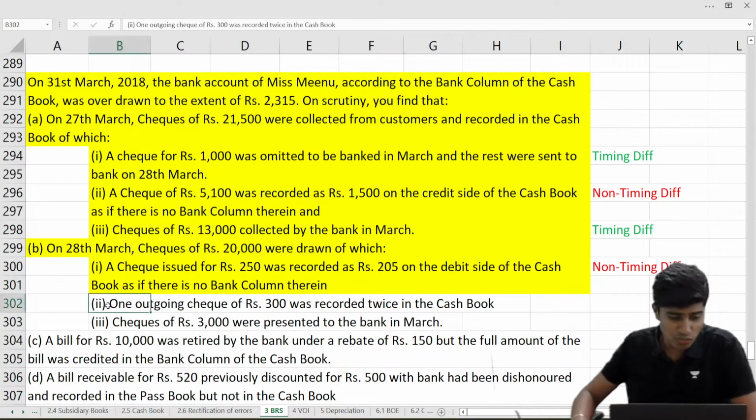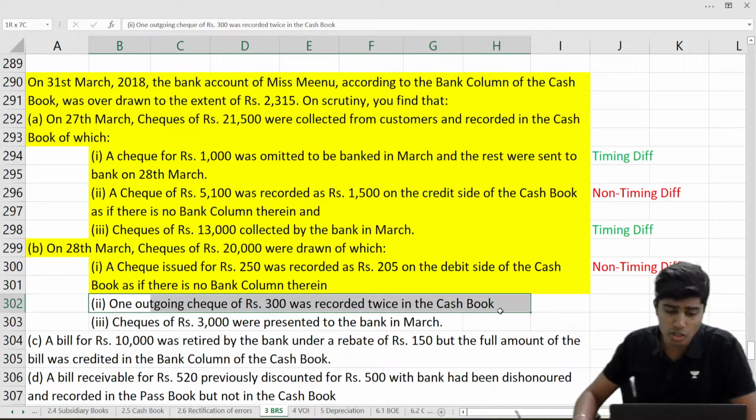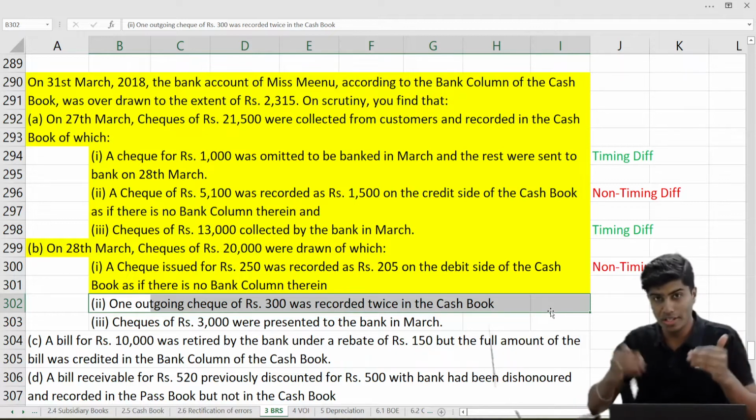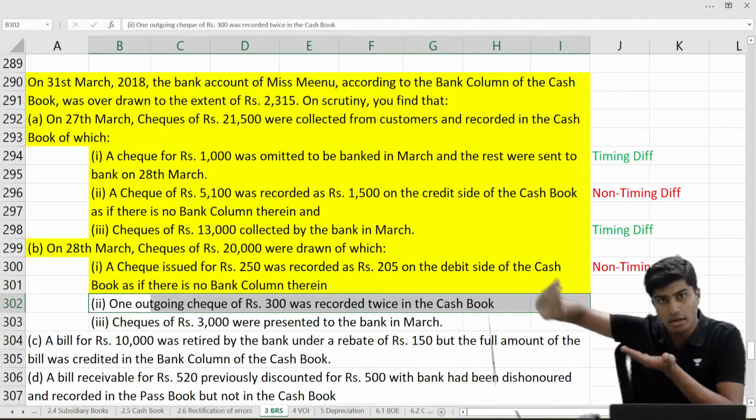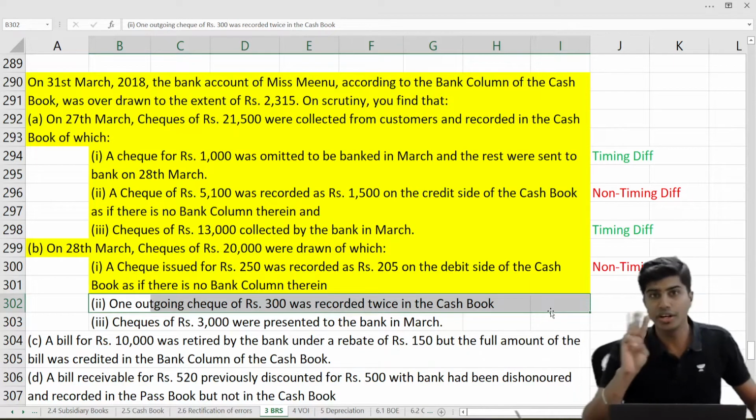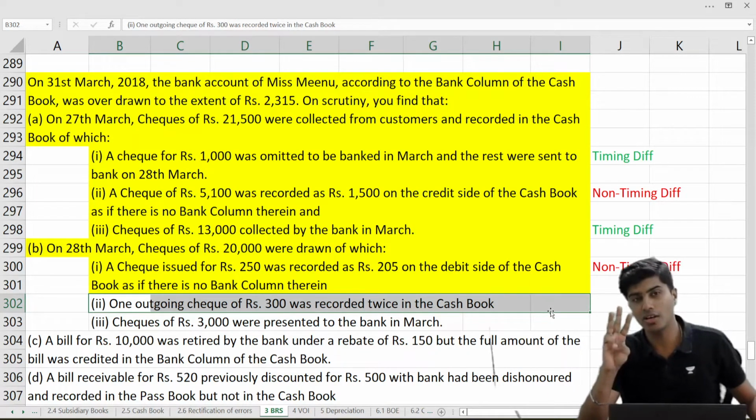Great. Let's go for the next one. One outgoing check of rupees 300 was issued, but was recorded twice in the cash book. One outgoing check means you have given a check because of which money will go out. How much is it? 300 rupees. This is being recorded twice.